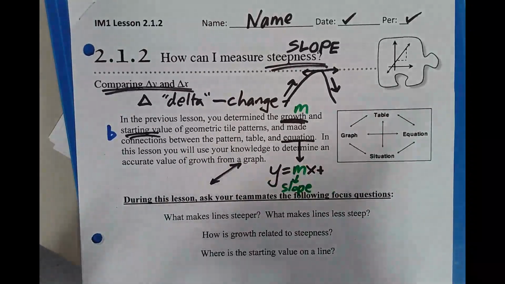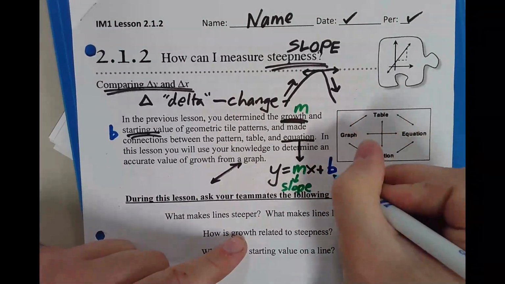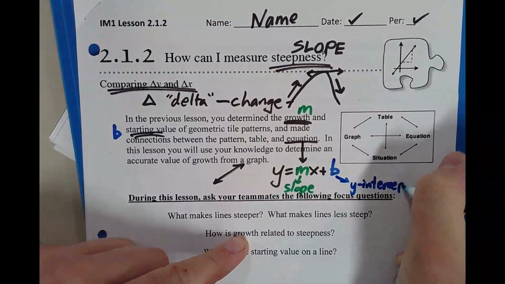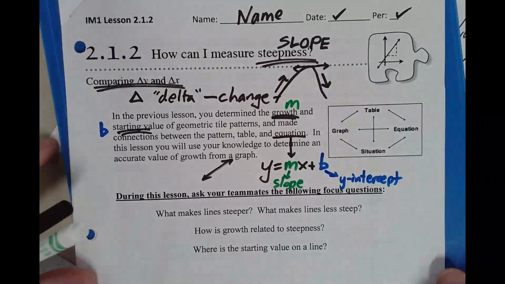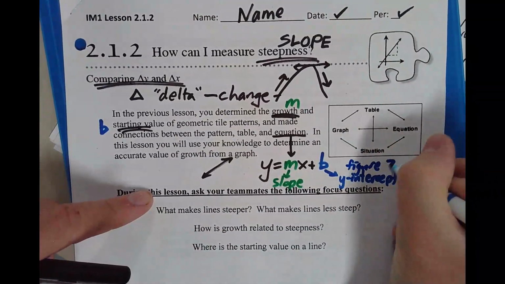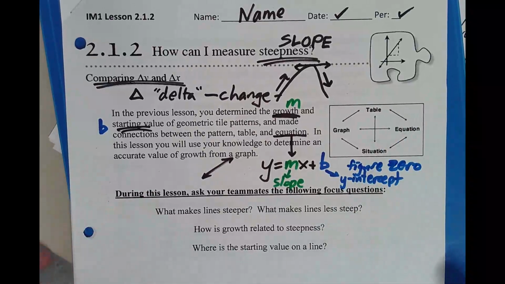and b is the y-intercept, also known as figure 0. Figure 0, or the 0th term.